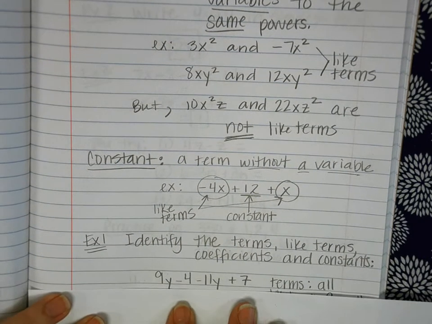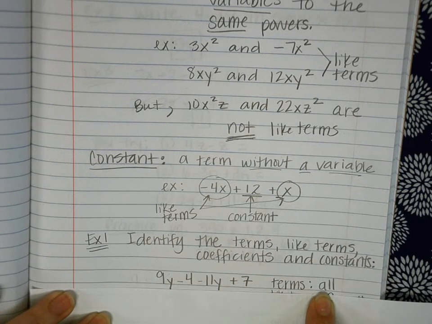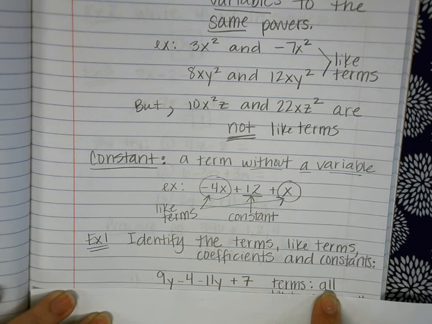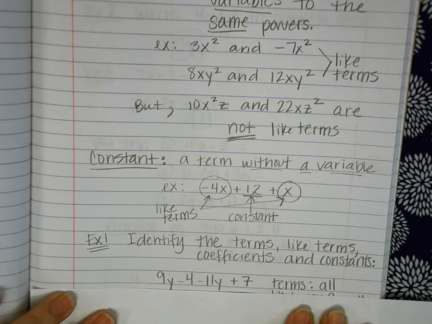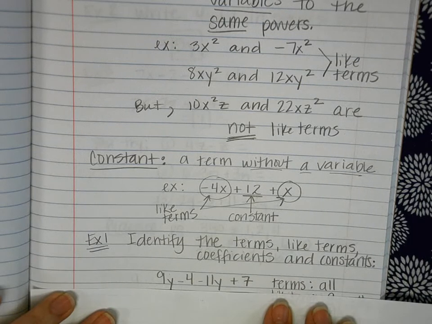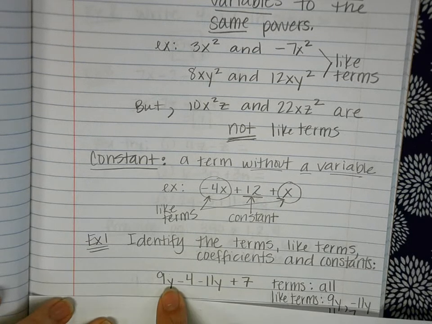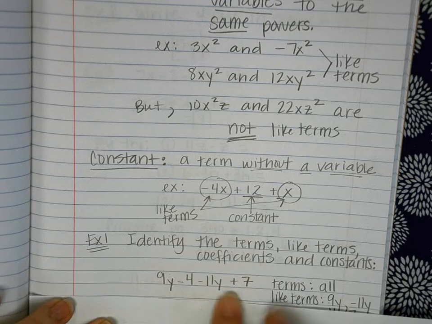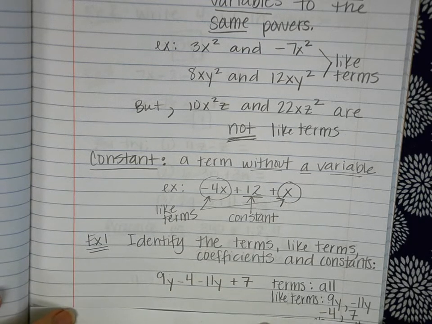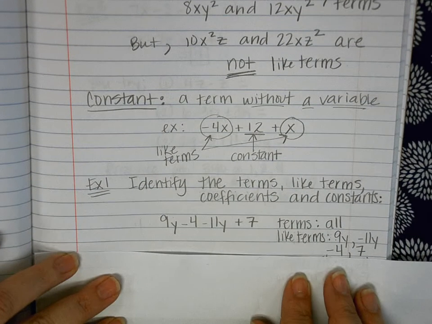Okay, so basically it says identify the terms. Well, all of these are called terms, so I just put all. So 9y minus 4 minus 11y plus 7, they're all terms. Then we have to identify the like terms. So what would that be? The 9y, the negative 11y, and also the constants are like terms, right? So the negative 4 and the positive 7. So those are all the like terms.